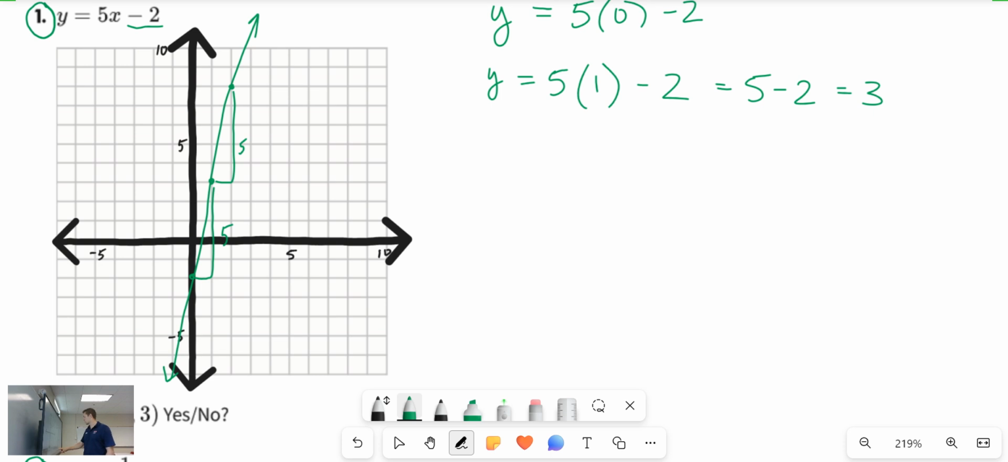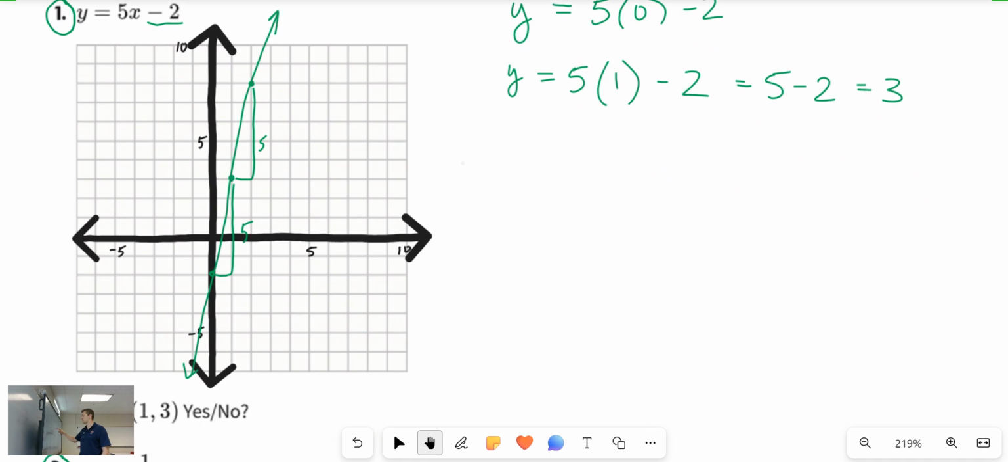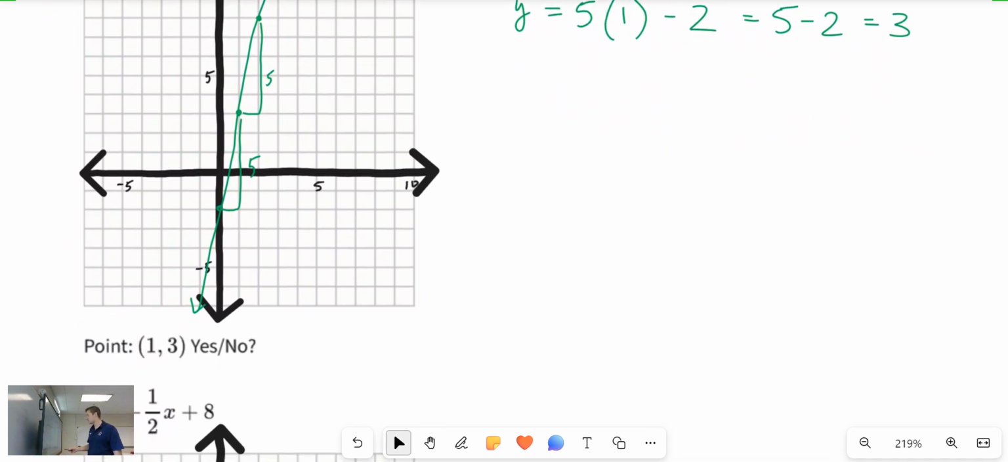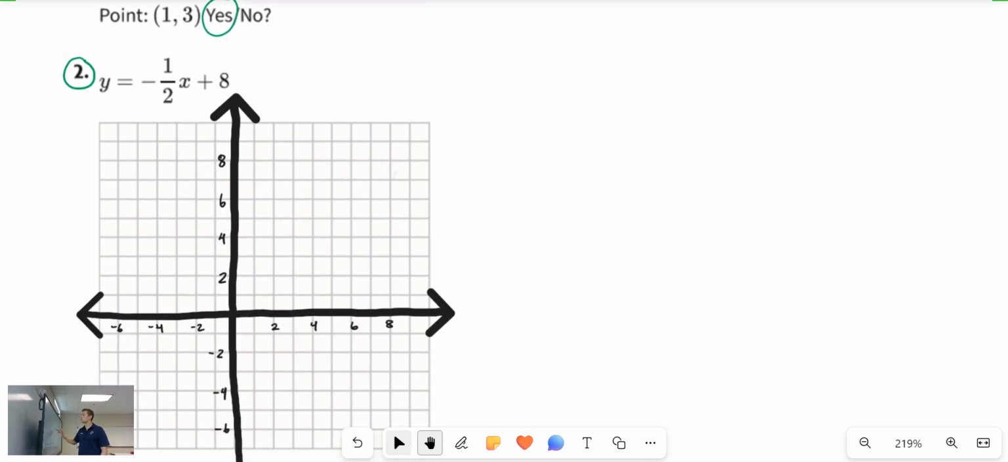So we wanted to graph the equation, so we've done that. It is graphed. And now the point 1, comma 3, is that a point on the graph? It is. It's actually right here. This is the point 1, comma 3, because when we plug in 1 for x, we get 3 for y. So yes, 1, 3 is on the graph. So let's move on to the next one. Let's go to number 2.